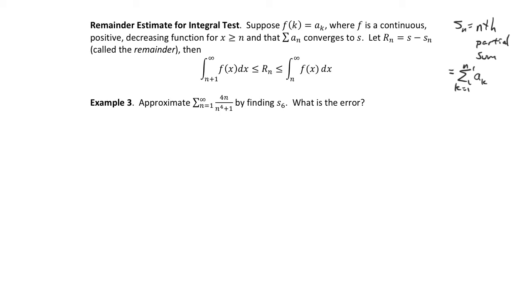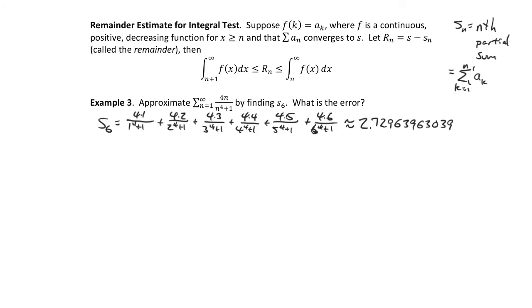I have the series n equals 1 to infinity of n over n to the fourth plus 1, and we want to find s sub 6. We need to know the error. So let's first find s sub 6. I've calculated it here for us. S sub 6, we stop at the sixth term of your series, and it's about 2.7296 and so on. So that's not too hard to do.